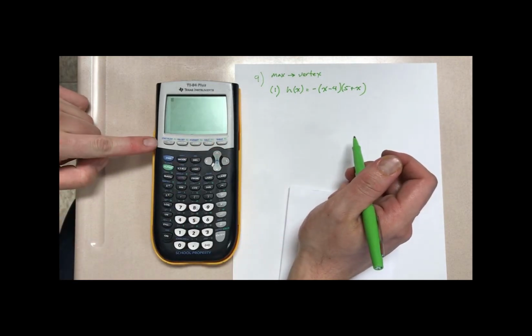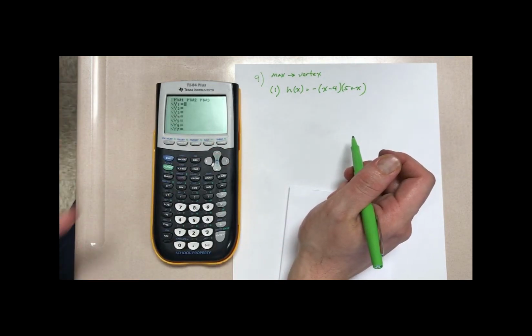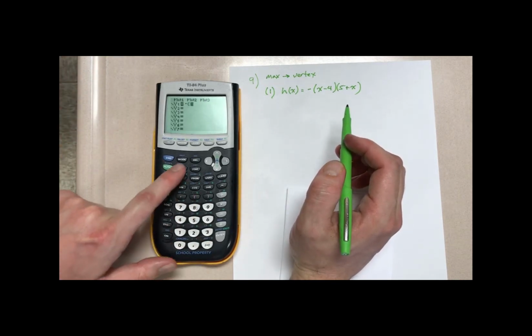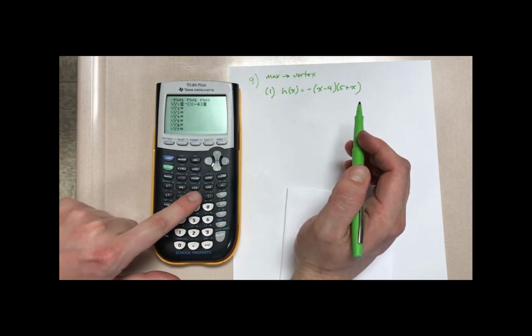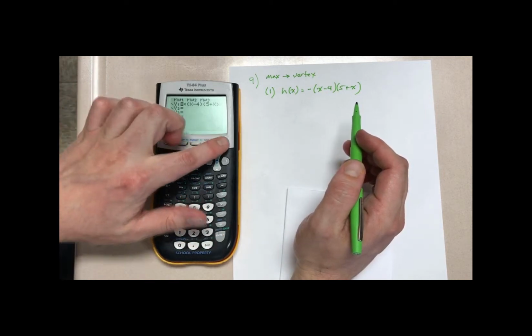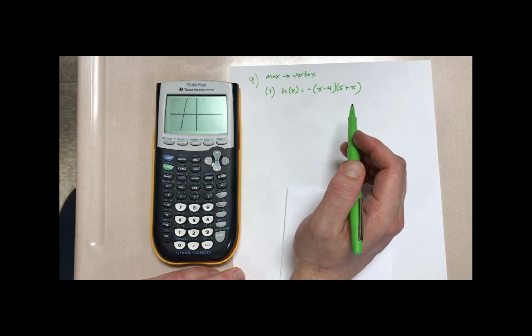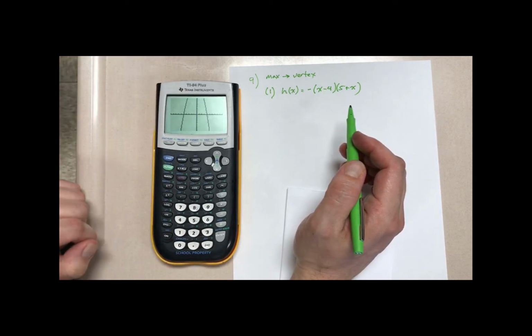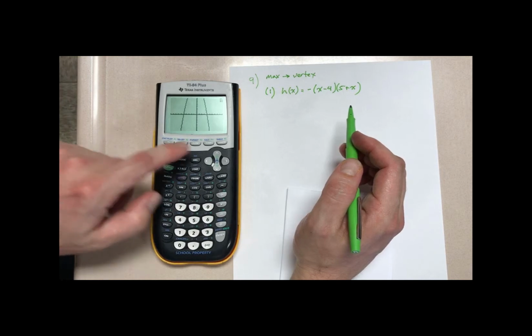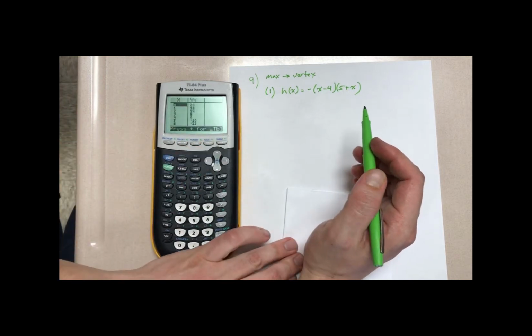Well, I'm going to go right to my calculator and type that in. Instead of h of x, of course, we'll use y1, negative x minus 4, in parentheses, times 5 plus x. And we hit the graph. Uh-oh. The vertex looks like it's a little bit off the screen. So let's use our table to figure out where that vertex is. I'm going to hit second graph to go to the table.